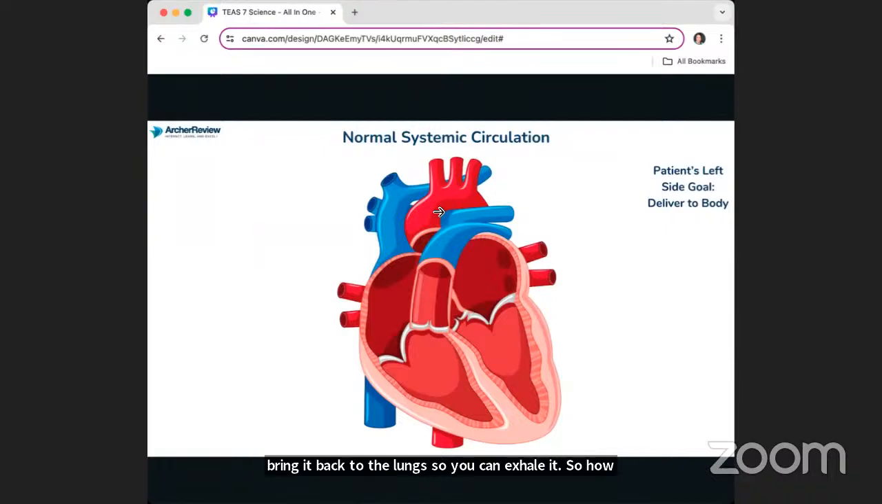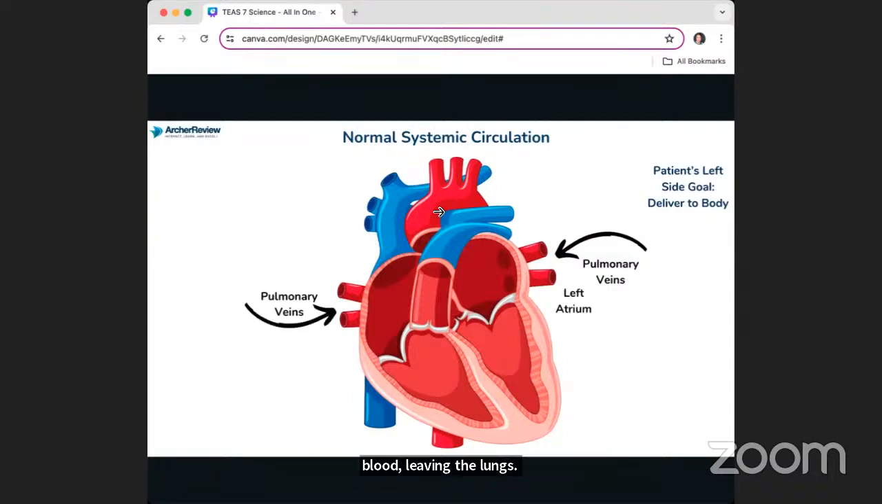So one more time, the left side of the patient's heart is going to deliver that oxygenated blood back to the body. This is called the systemic circulation. So the blood comes in through the pulmonary veins. Blood leaving the lungs comes in through the pulmonary veins, and then it will go into the left atrium.